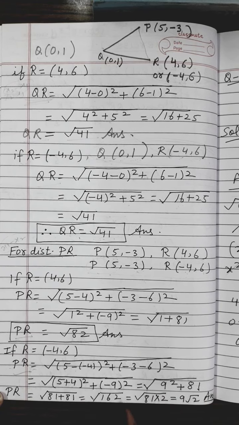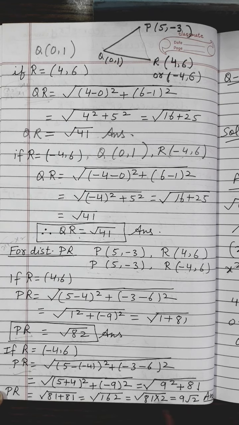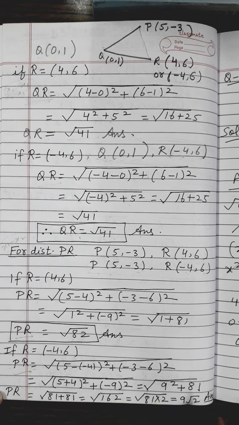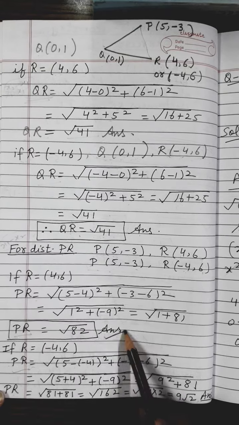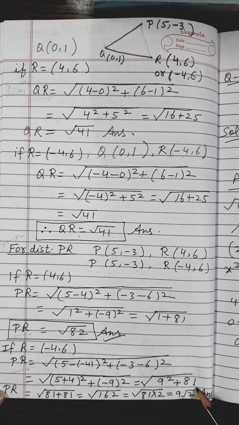So this gives you 9 square plus 81 square, that is square root of 81 plus 81, which gives you square root of 162. Now we will factorize it, so we will get 81 into 2. Square root of 81 is 9, so I can take 9 outside the root. So this will be 9 root 2. So this is another answer for PR. So you are getting two answers for PR. One is root 82. Another answer is 9 root 2.